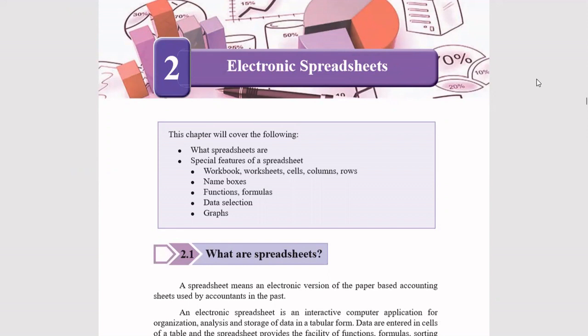But when it comes to this chapter, electronic spreadsheets, this is the first time you're going to learn this from grade 6. So this is an isolated chapter. So you don't have to worry about getting the previous knowledge for this. Okay, let's start with this then.